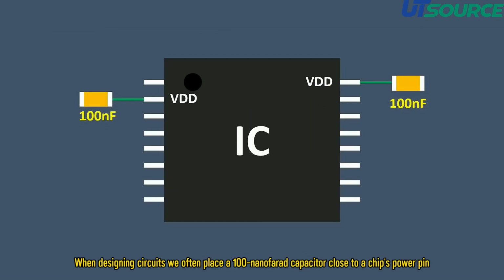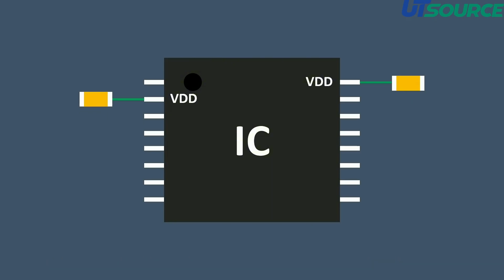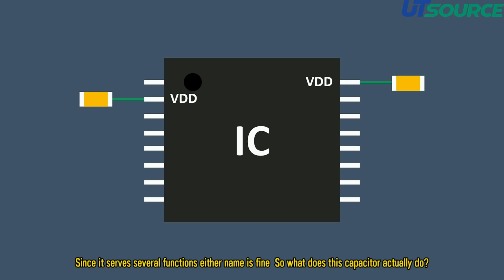When designing circuits, we often place a 100 nanofarad capacitor close to a chip's power pin. Today I'll explain what this 100 nanofarad capacitor does and why we choose 100 nF instead of other values. First, the capacitor placed at the chip's power pin is usually called a bypass capacitor or a decoupling capacitor. Since it serves several functions, either name is fine, so what does this capacitor actually do?